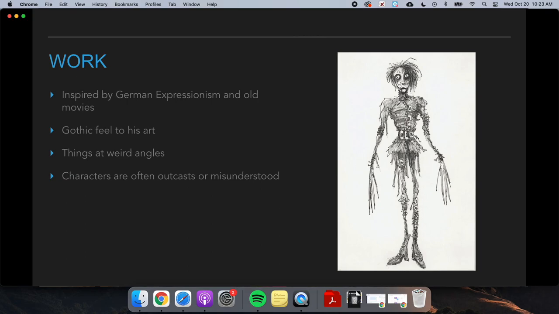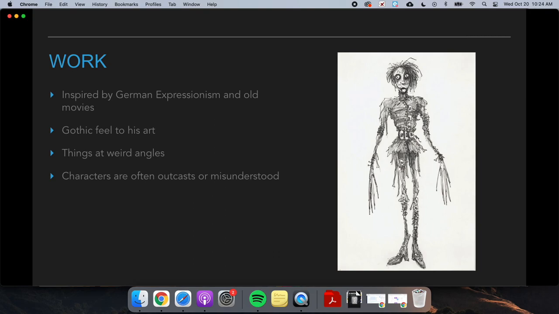Now, when we look at his artwork, it typically has a very gothic feel, which means a lot of times it's very dark. Things are oftentimes crooked or diagonal or at weird angles. And that makes things seem kind of creepy. A lot of times, too, things are weird proportions, and proportion is how things should look.